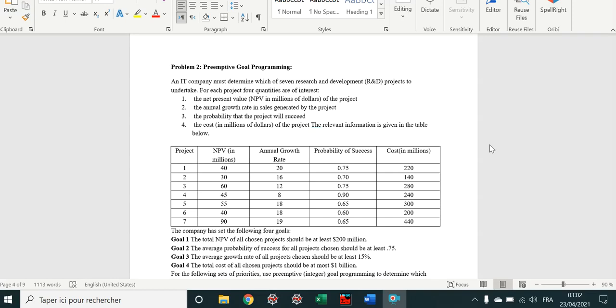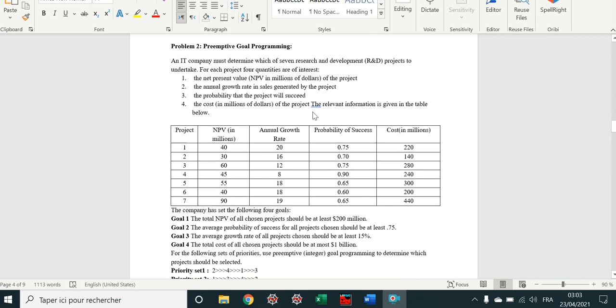Hello, this is part 2 of the Go programming tutorial. Last time in part 1 we covered a non-preemptive Go programming problem. Now we're going to be talking about a preemptive Go programming problem. The problems are actually quite similar.